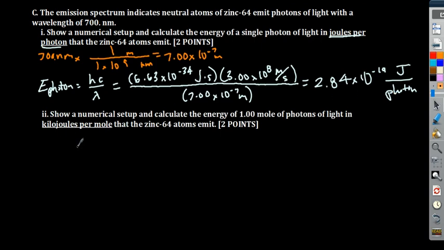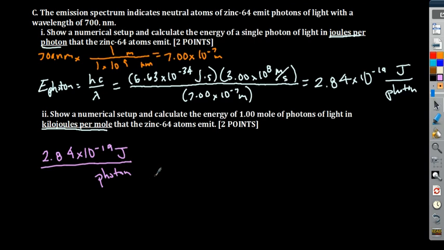That's where the second part comes in. Show a numerical setup and calculate the energy of 1 mole of photons in kilojoules per mole. Again, I'm going to pay very careful attention to what it's asking me to solve for here. I'm going to take my amount of energy that I've just calculated in terms of joules per photon, and notice what I do here with my units. This is the amount of energy in joules per one single photon.